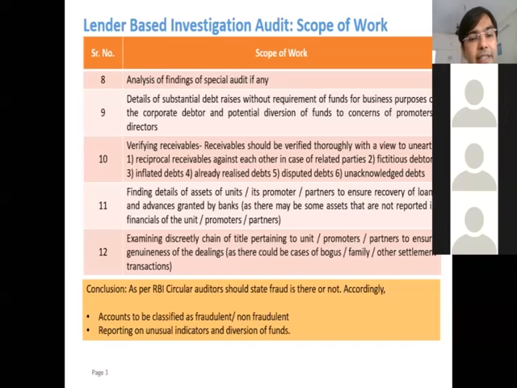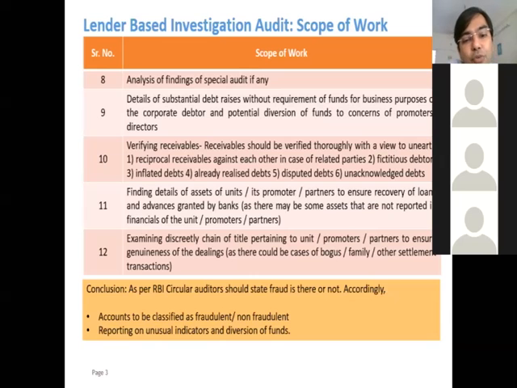Then the last item, which is usually there in the scope, is to discreetly review whether any assets owned by the promoters, in terms of the titles as well, are being acquired from the borrowed funds and have not been reflected in the balance sheet. It may be in the personal capacity of himself or any of his family members.